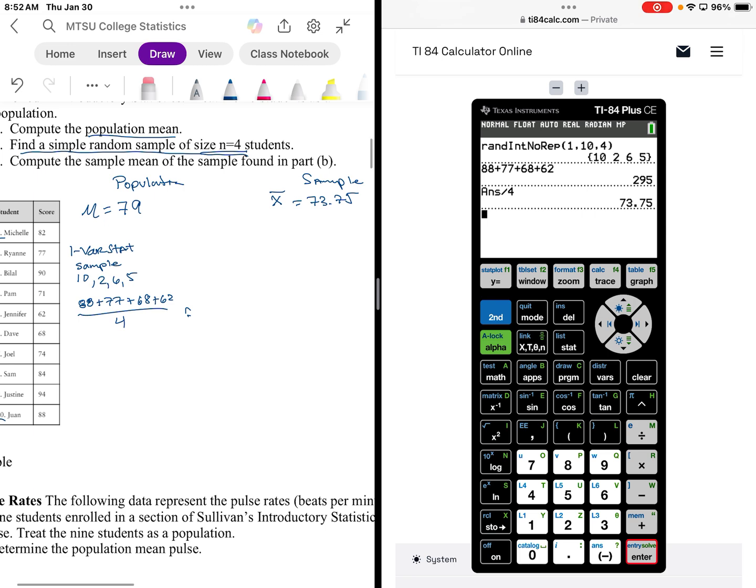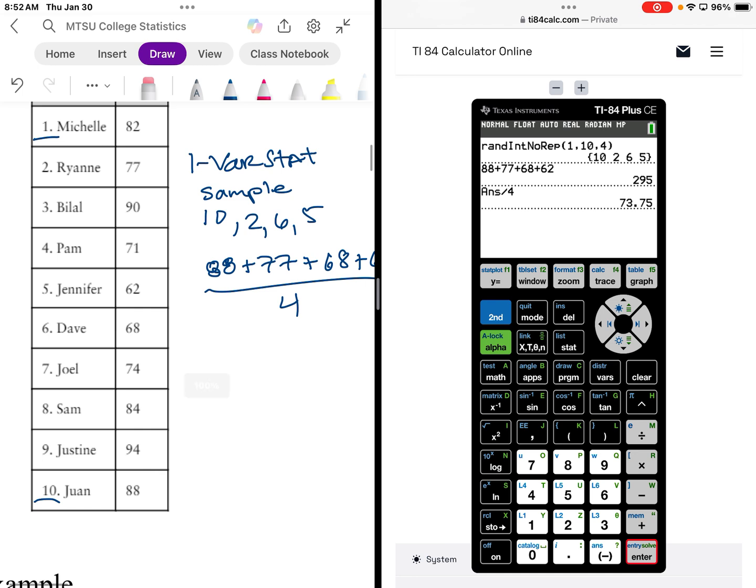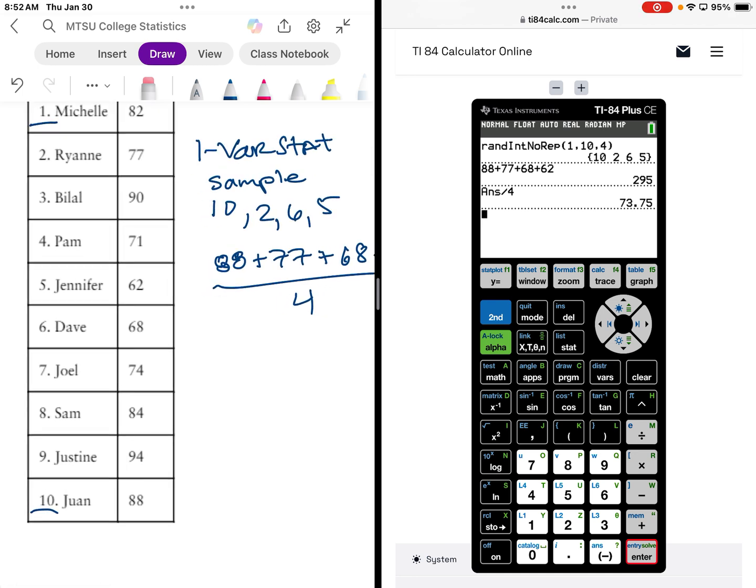Is it possible to get a sample mean, as we look at the data, of 4 values that's bigger? To me, if you happen to use Juan, Justine, Sam, if you were lucky, and then was that Bilal? Those four added together are going to give you a sample mean bigger than what the population mean is. So it's possible to get a sample mean bigger. I don't know if anybody got a 3, 8, 9, and 10. We could repeat the process multiple times.